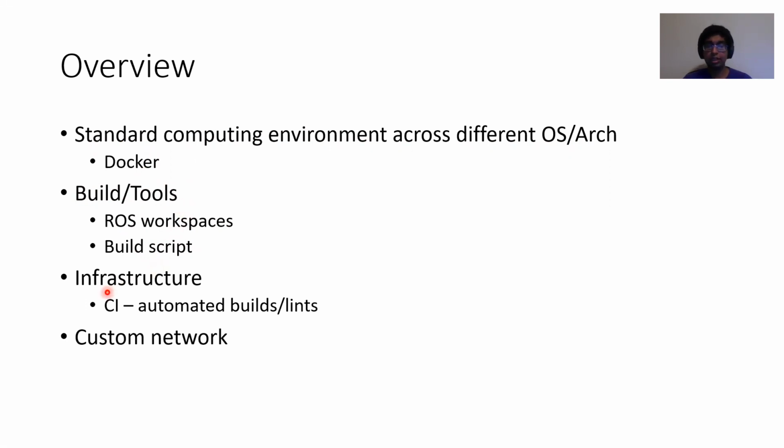The next thing I'll be talking about is our infrastructure, our continuous integration and continuous deployment systems that allow for automated builds and automated lints, which allows the CS team to know that their code, at the very minimum, builds when they merge into master or whenever they open a pull request. And finally, I'll be talking about our network that provides all of the connections between the various components, like our computers and the robot computer, and the way we handle the IP address allocation and things like that.